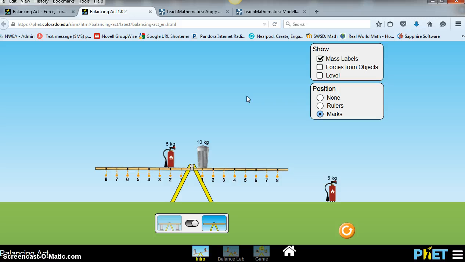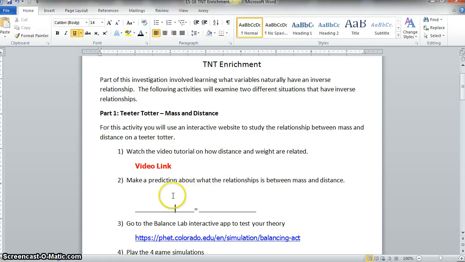So take a second now, go back to your worksheet and make a prediction about what do you think the relationship between mass and distance are on a teeter-totter. Go ahead and pause this video now, write this down, and then come back to the video after you have made a prediction. Thanks.